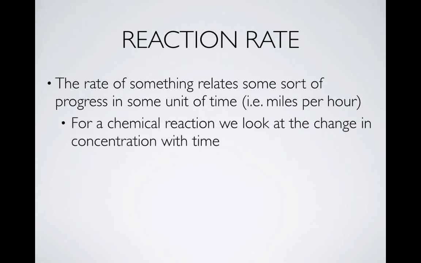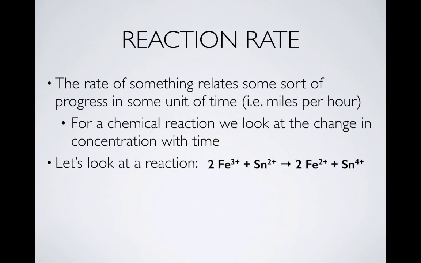Now, for a chemical reaction, what we want to look at changing with time is something's concentration. It can be either a product or a reactant. So let's take a look at a reaction here where we've got a couple of iron ions reacting with a tin ion, and we're exchanging some electrons, and things are changing their charges there. Now, we're not going to really worry quite so much about the reaction itself, other than just some of the details from the reaction itself.